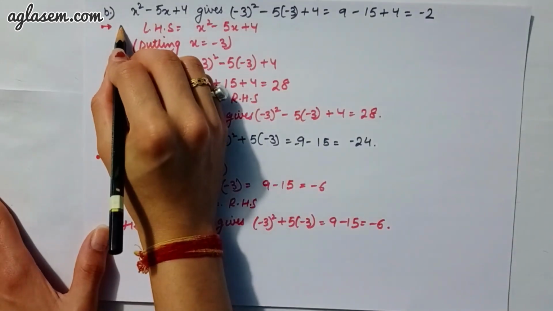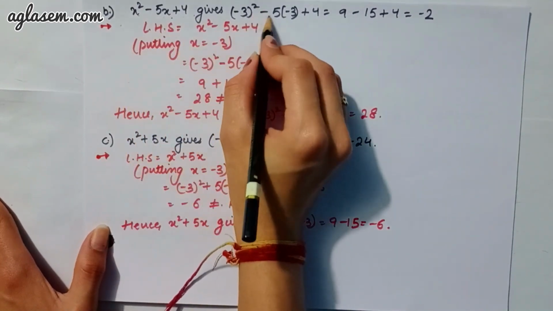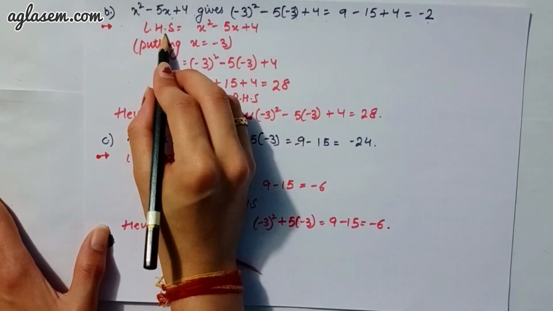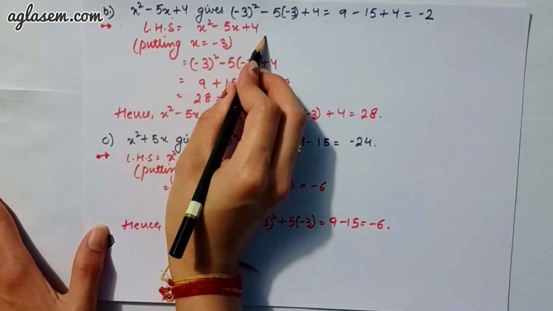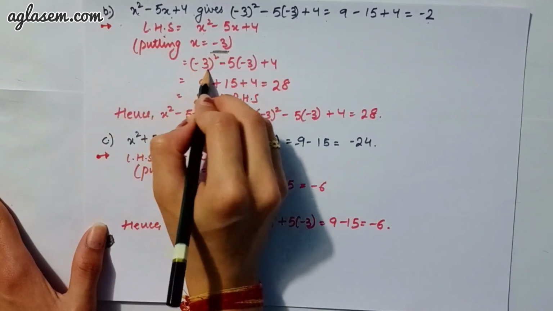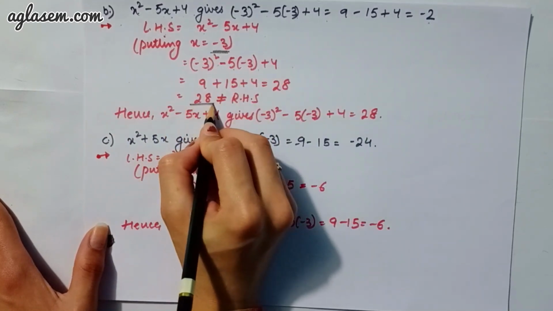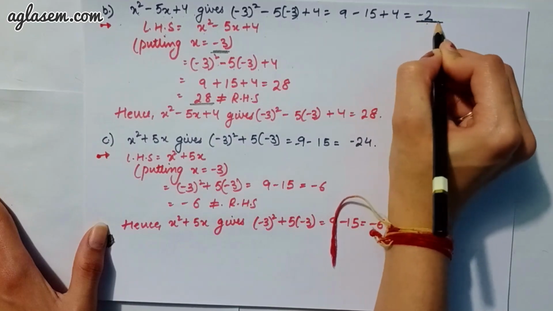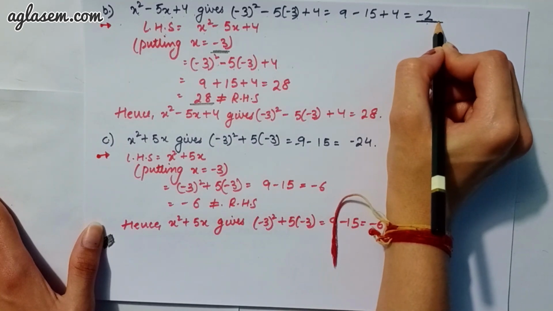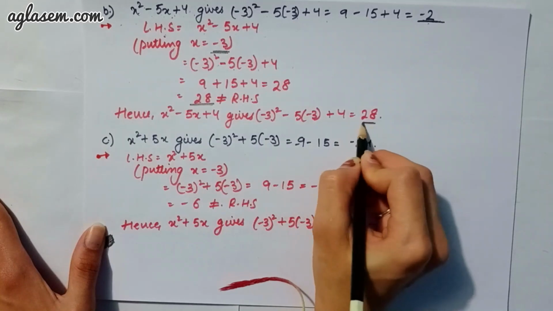Moving to our B part, which says x² - 5x + 4 gives (-3)² - 5(-3) + 4, that is -2. Is it so? Taking LHS, x² - 5x + 4, now putting the value of -3 which was given on the previous page. So (-3)² - 5(-3) + 4 will give us 28, which is not equal to -2, that is RHS. Therefore, left hand side is not equal to right hand side. So the correct statement is x² - 5x + 4 is equal to 28.